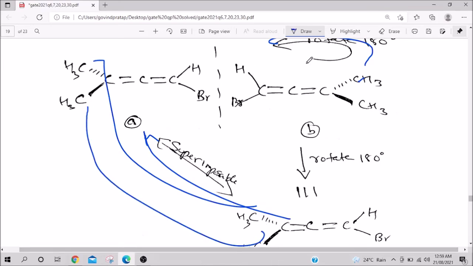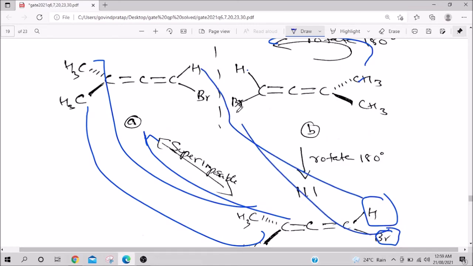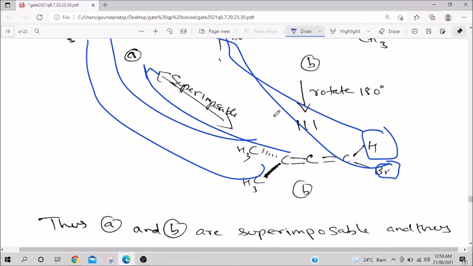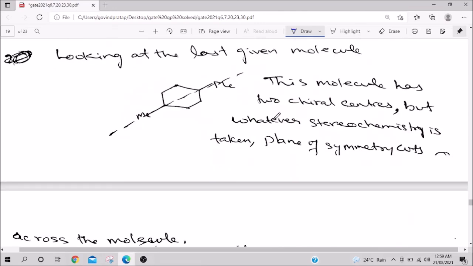And when I rotated this 180 degrees, what happened? H went this side, Br went this side, but they remain on top and bottom. Here also it is top and bottom. So they are superimposable, so it is not a mirror image. This molecule was interesting. Here they have just given two methyl.